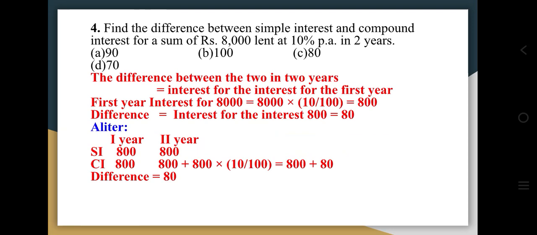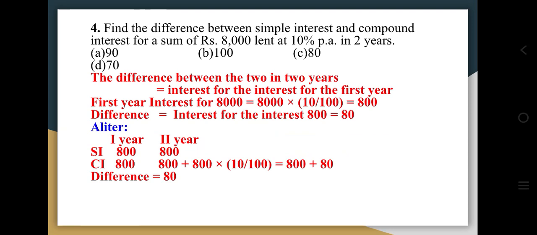Similar problem. Find the difference between simple interest and compound interest for a sum of rupees 8,000 lent at 10% per annum in 2 years. So here the principal amount is 8,000, interest rate is 10%. So the simple interest for 8,000 at 10% is, for 100 it is 10. So for 8,000 it is 80 into 10, that is 800. So first year simple interest is 800, second year simple interest also 800.